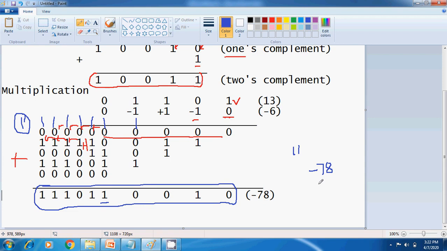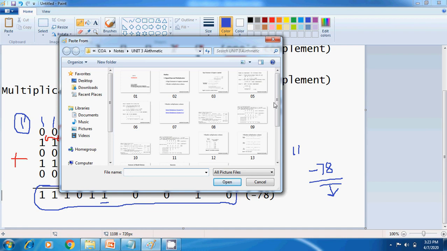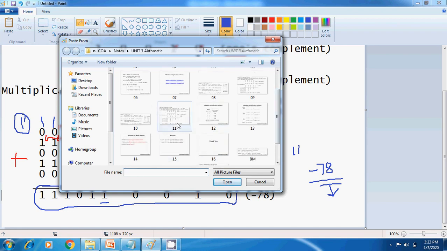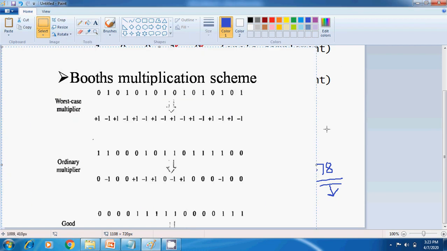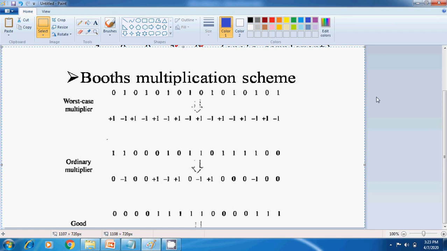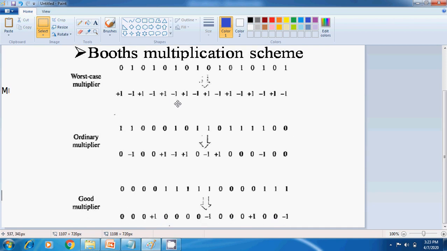You can cross check by converting this particular number -78 into binary form using 2's complement. Now let us discuss the various multipliers. See, we are taking three different multipliers, and now we are going to learn the efficiency of Booth's multiplication.